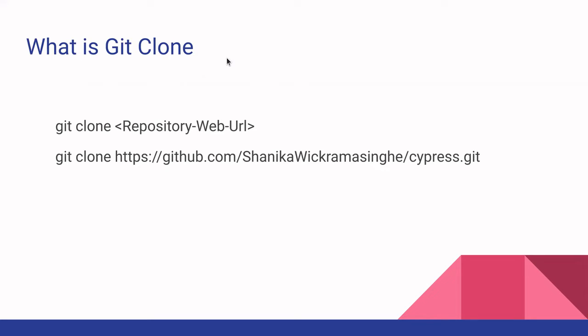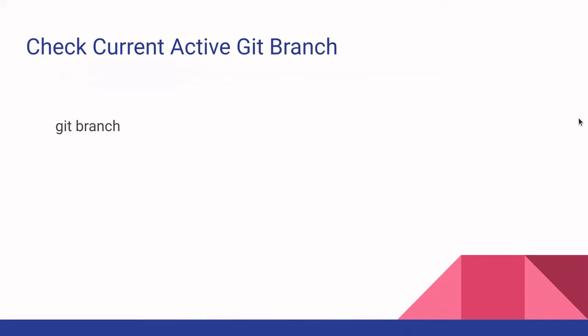With this git clone command, you can create a copy from that remote repository to your local machine. Then the next important command is how to check the active Git branch. For that, you can use the git branch command. This will show what is the active branch that you are in during that time.